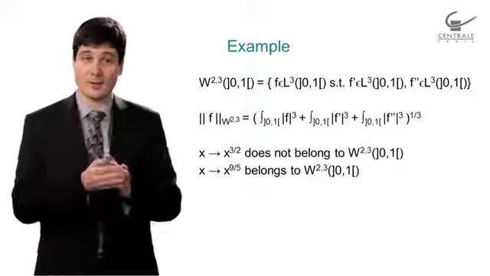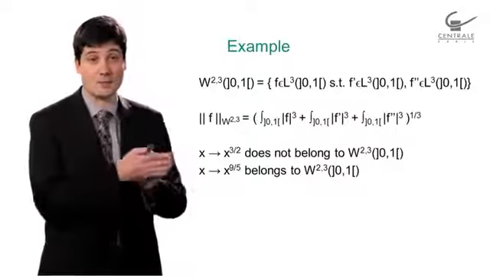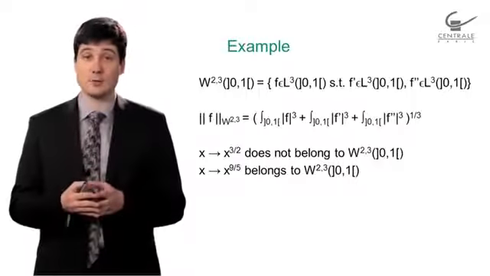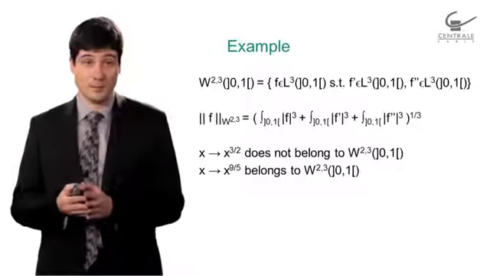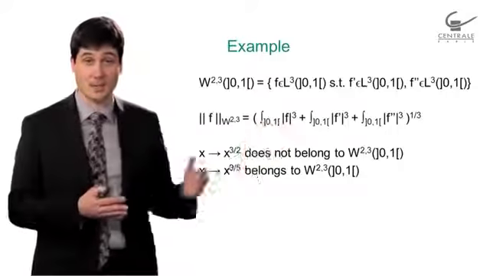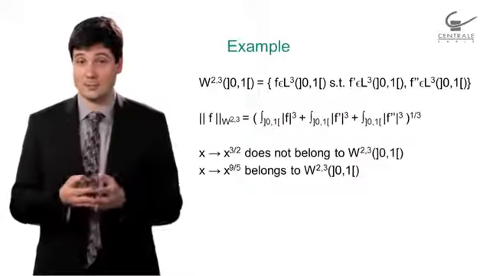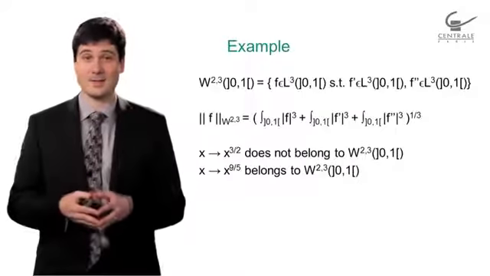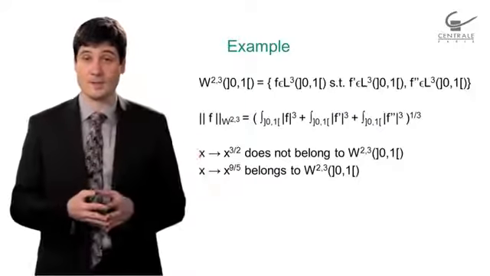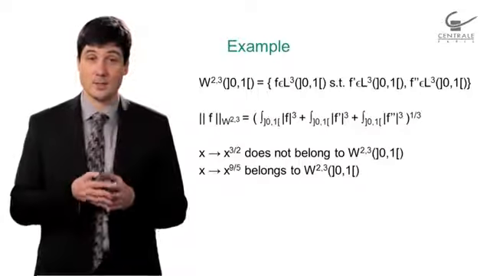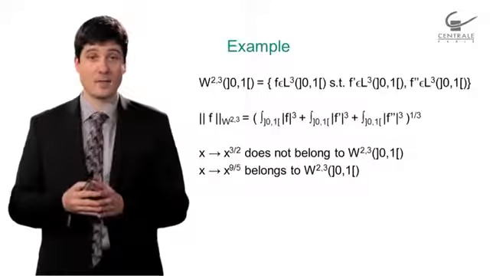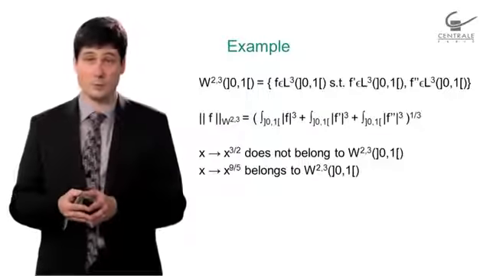However, the function that associates x to x raised to power 9/5 does belong to W^{2,3} of (0, 1). And you can verify that the function is in L^3. Its derivative, you can compute, is in L^3. And the second derivative of this function is also in L^3. So x maps to x raised to power 9/5 happens to be a function of W^{2,3}.